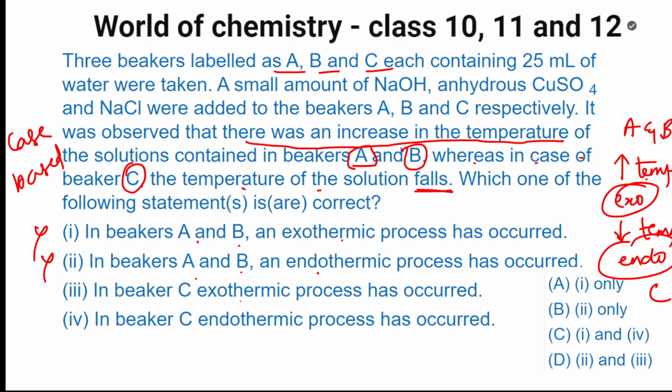Now let us see. They said which of the following statements is correct. Let us read again. In beaker C, exothermic: this is wrong. In beaker C, endothermic process has occurred: this is right. Now, what are right? They asked me which one is correct.